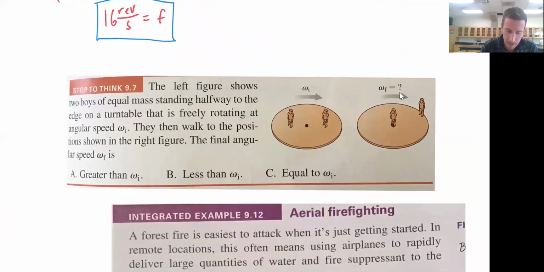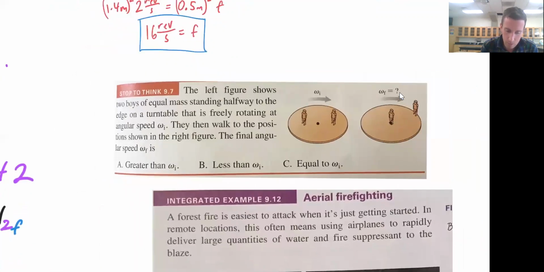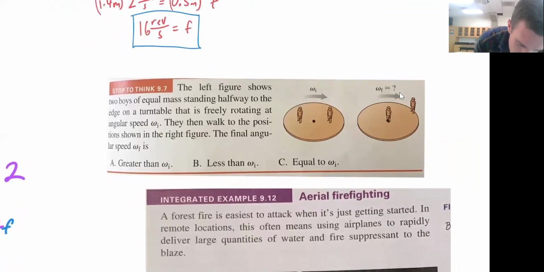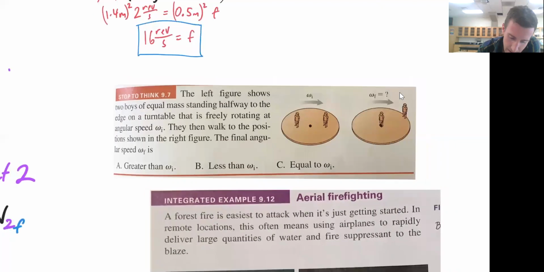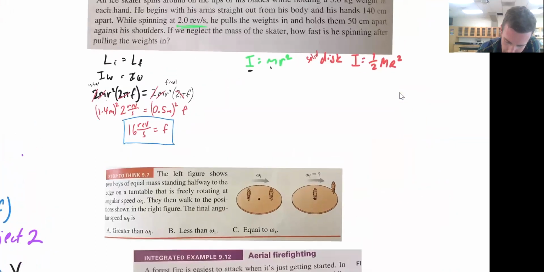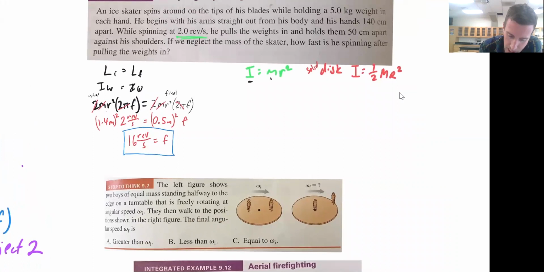Last stop and think. The left figure shows 2 boys of equal mass standing halfway to the edge on a turntable that is freely rotating at angular speed omega i. They then walk to the positions shown in the right figure. The final angular speed, omega f, is, okay, so I know that the angular momentum has to be conserved. So I've changed my moment of inertia. The moment of inertia of the disk has stayed the same. The thing that's changed is the 2 boys.